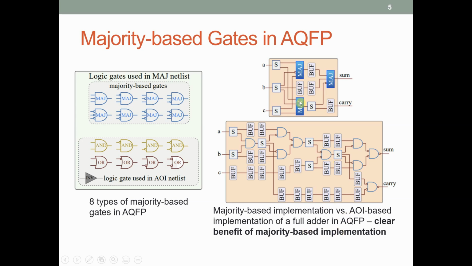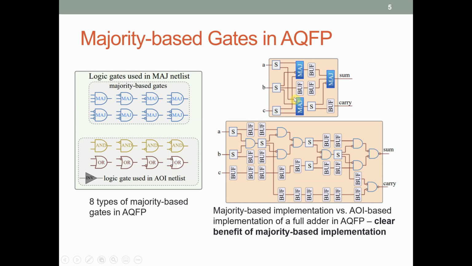The top one is the majority-based implementation based on the majority gates, and the bottom one is the conventional implementation. We can see all of these buffers are needed because the AQFP needs balanced signals, that is, path balancing. And those splitters are also needed when the fan out is more than 1. Whenever there is a fan out of more than 1, there needs to be a splitter. And this splitter also takes one clock phase. So this further increases the number of gates, Josephson junctions, and also the delay.